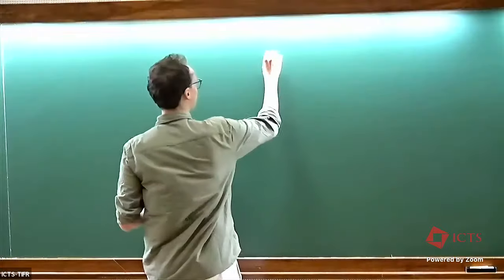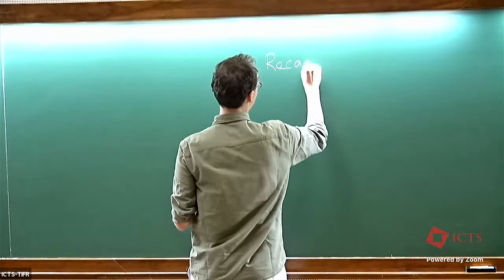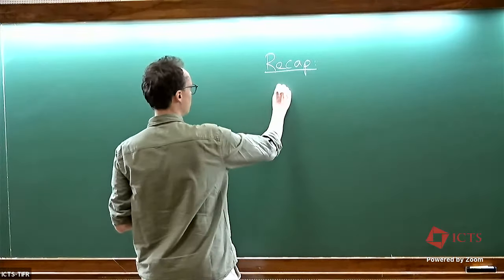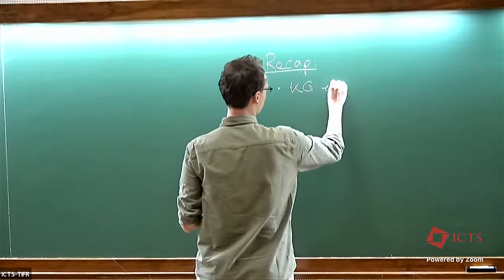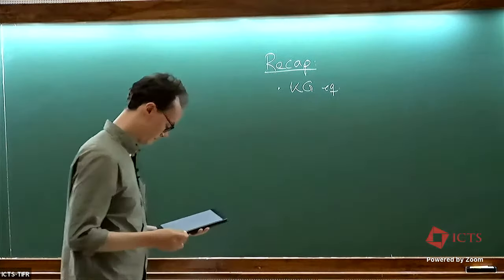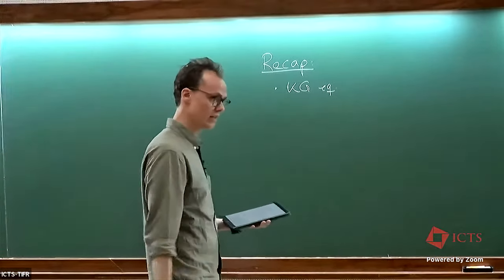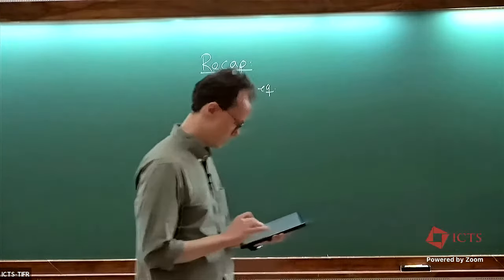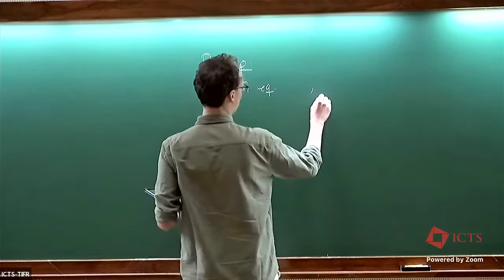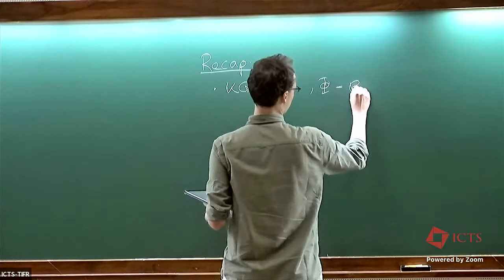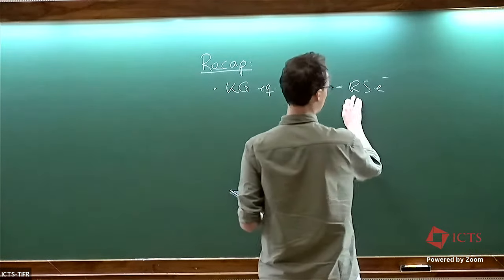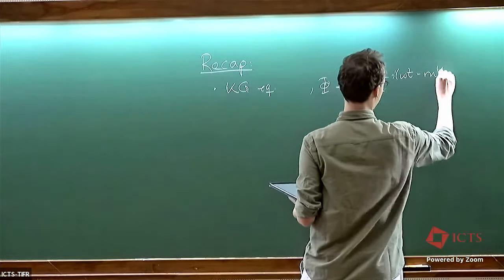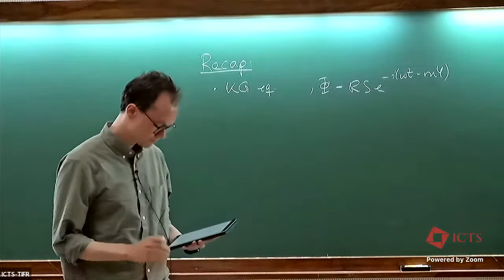So let me start again by a very brief recap of what we did yesterday. We started out with the Klein-Gordon equation and found a way to handle this second order PDE by using this ansatz. That's basically just a product of something that depends on R, something that depends on the polar angle, and then some harmonic time and azimuthal dependence.